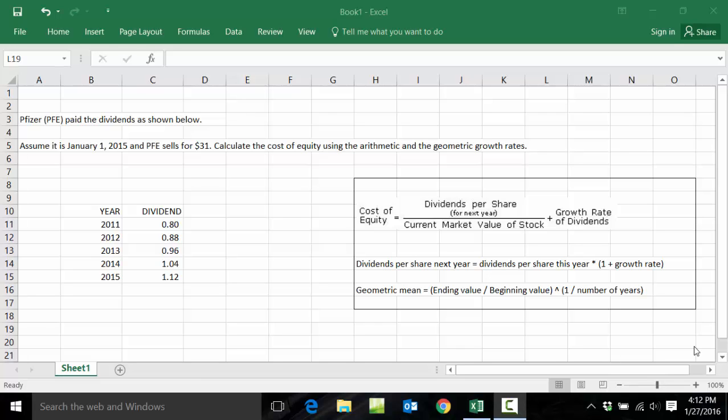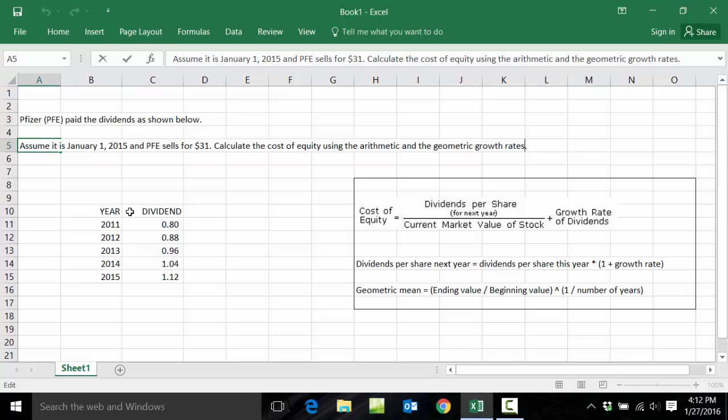Okay, so in this question we're going to figure out the cost of equity for Pfizer. Pfizer, symbol PFE, paid dividends as shown below, years 2011 to 2015. We're going to assume it's January 1st of 2016, actually, not 2015, and let's make believe that Pfizer sells for $31. We want to calculate the cost of equity using the arithmetic and the geometric growth rates.